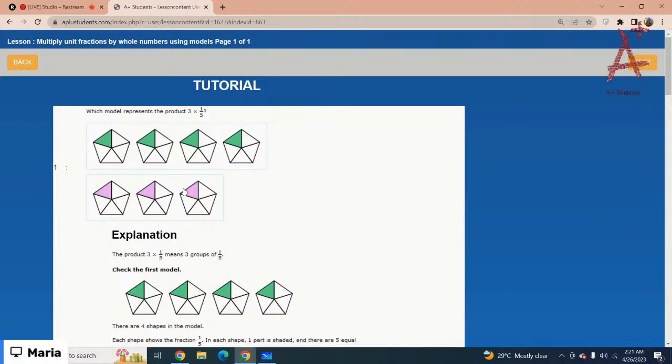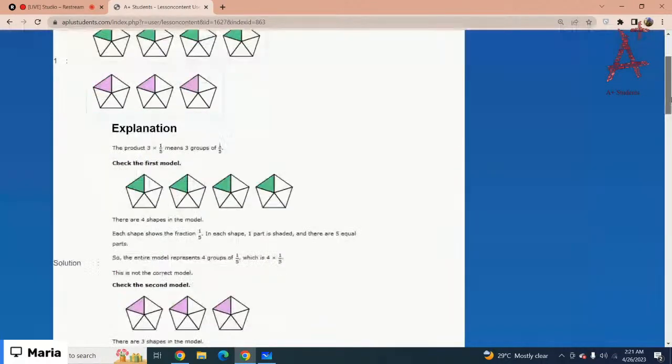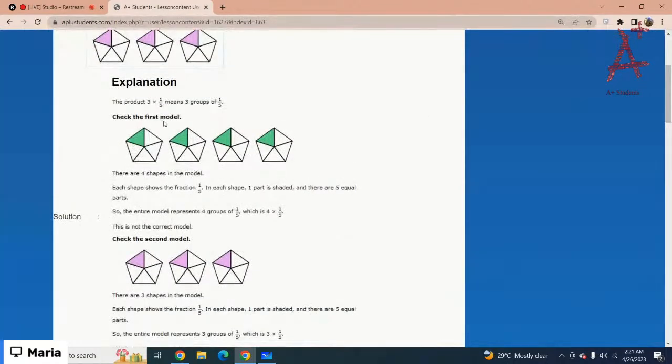It would be 3 times 1 over 5 is 3 over 5. Got it? You can see you're given two of the models. You need to see which model is the correct one. Let's just check the first model. In the first model, you have just one portion green out of 5. So here you have four shapes, and in all the four just one portion is colored, 1 out of 5. That means it represents 4 times 1 over 5. 1, 2, 3, 4.